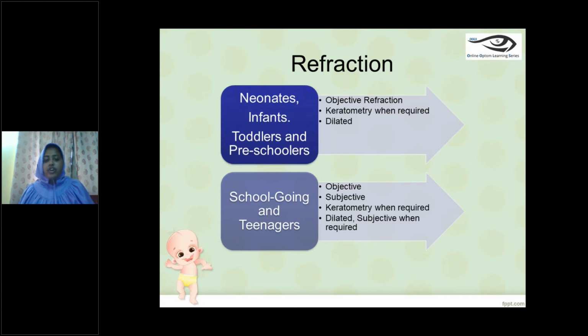And for the older children, we can rely on their responses. So we have to do the objective, we have to do the subjective. Again, wherever necessary, do the keratometry, and if required, take the AR readings as well. But we have to do the retinoscopy in a child because it is very helpful. Irrespective of their age, we have to do a dilated refraction. A cycloplegic refraction is recommended in all the age groups. And for older children, if we suspect any spasm or very frequent change in refraction, especially minus powers, then it's recommended that we also do a dilated subjective refraction. It will give us the exact amount of refractive error the child has.